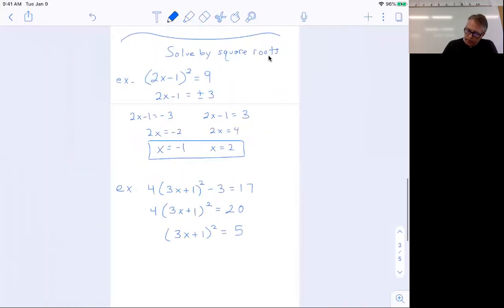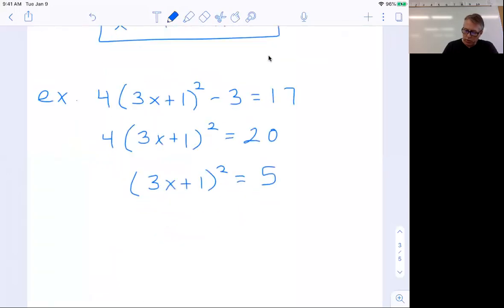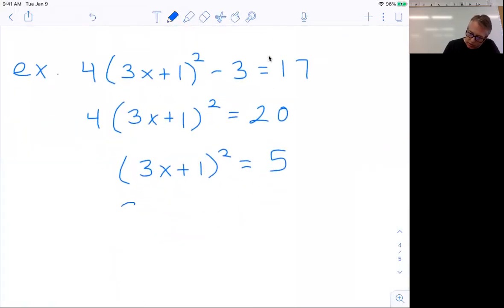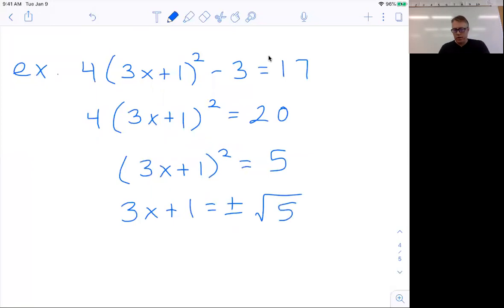And now this step is like the previous one, where we're going to take the square roots of both sides. So when I take the square root of the left side, we just get 3x plus 1. But don't forget, when you take the square root of the right side, we have plus or minus the square root of 5. And that's why this one is a little uglier, because it's not a nice number, the square root of 5.